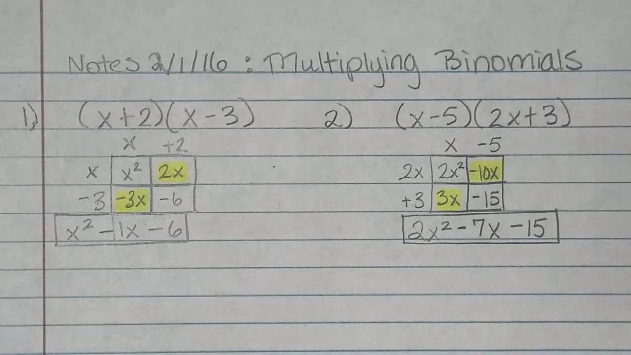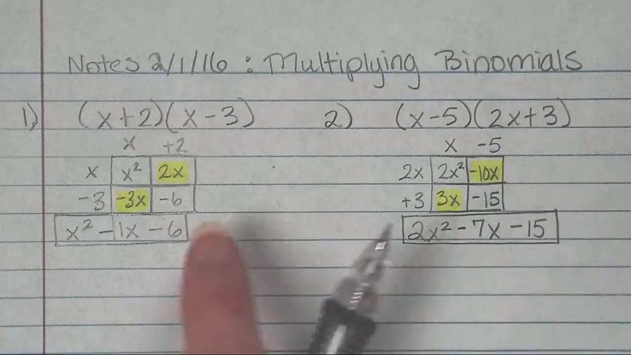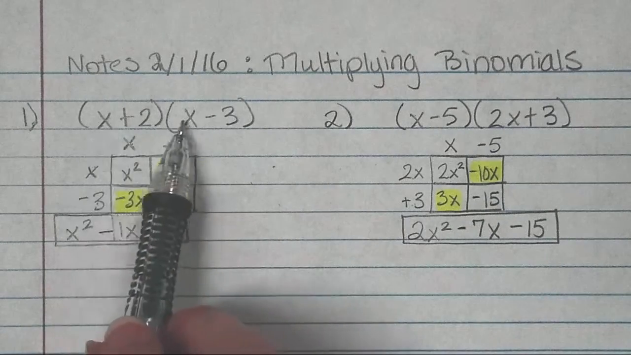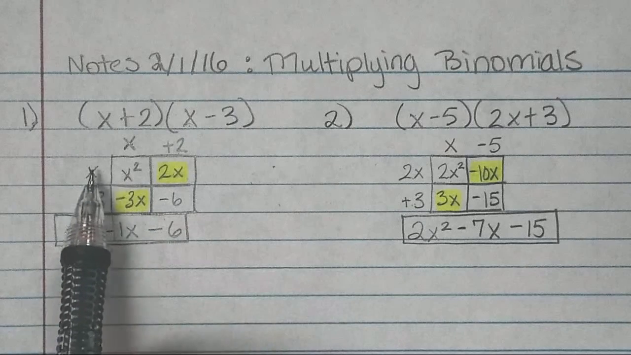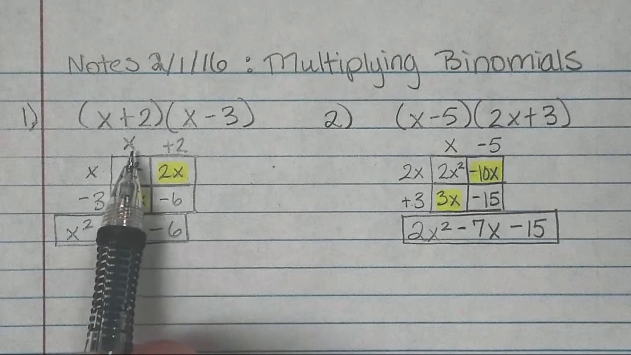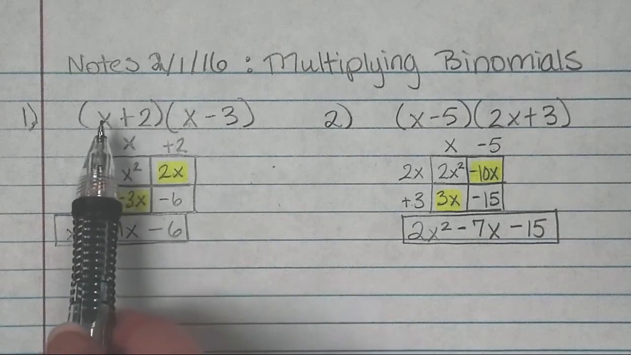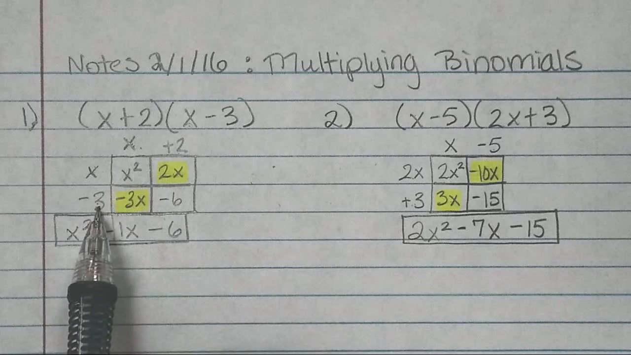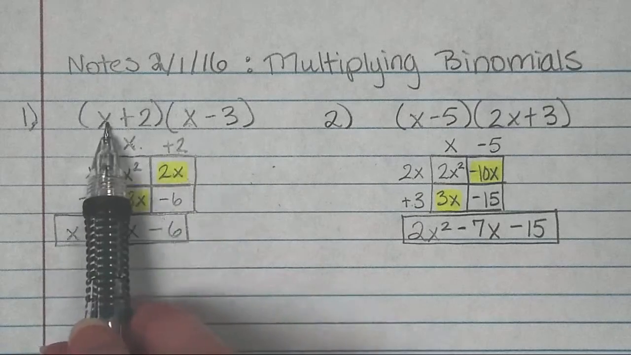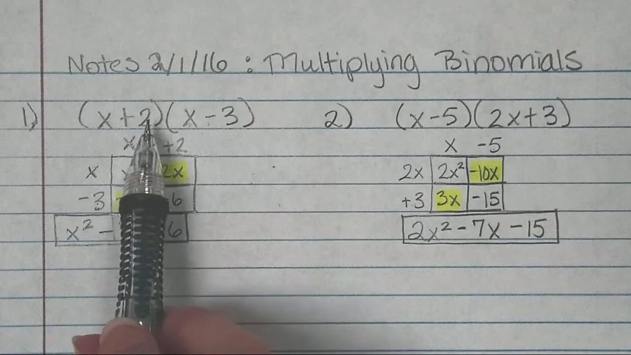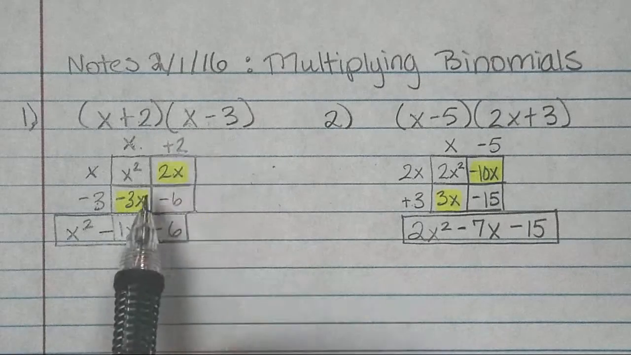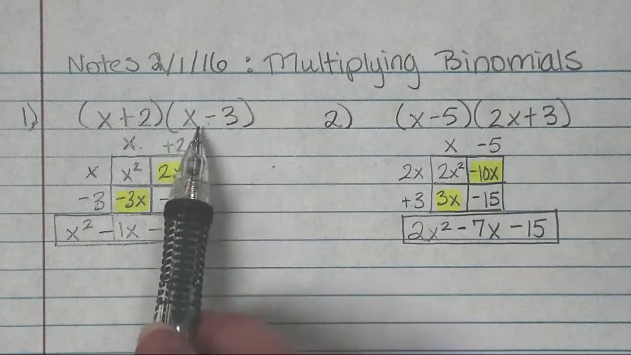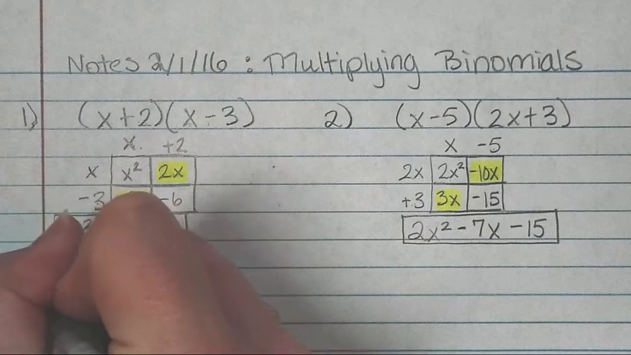Now I'm going to show you another method. I want you to notice before I show you this method that here I'm doing x times x, so it's this one times this one, and then I'm doing the x times the negative 3. So I have to do the x times the x and the x times the negative 3. It's like I'm distributing this x to both of these. And then I have to do the 2 times the x and the 2 times the negative 3. So you're actually distributing these two things to this binomial. Let me show you what that looks like.